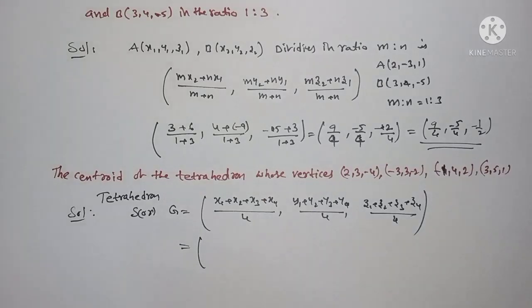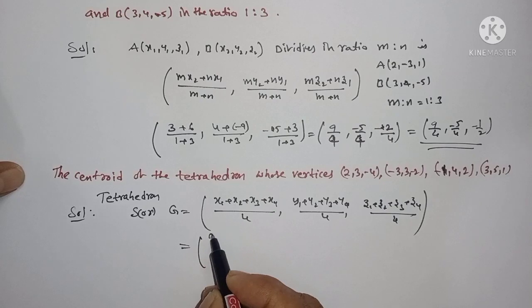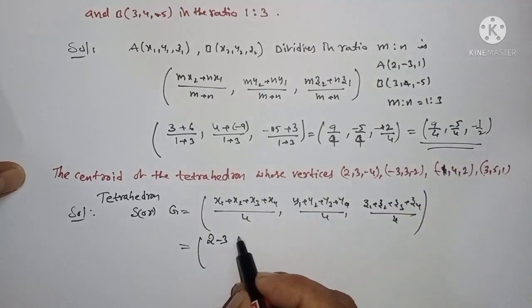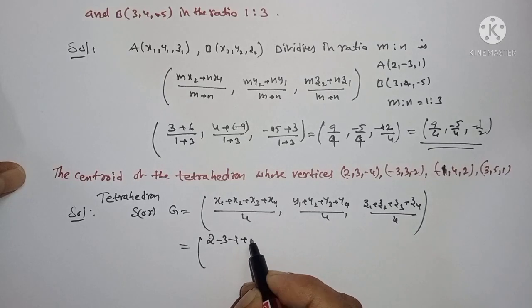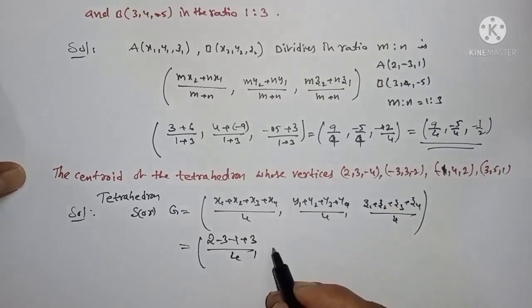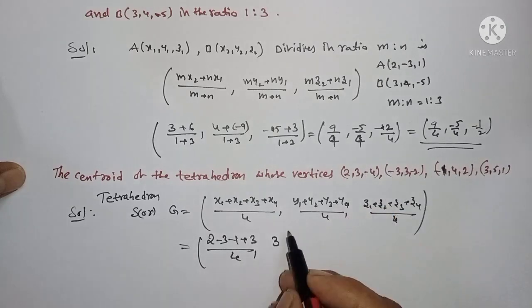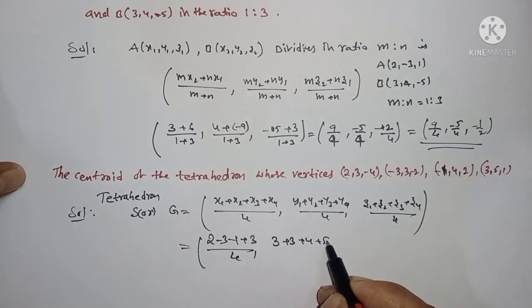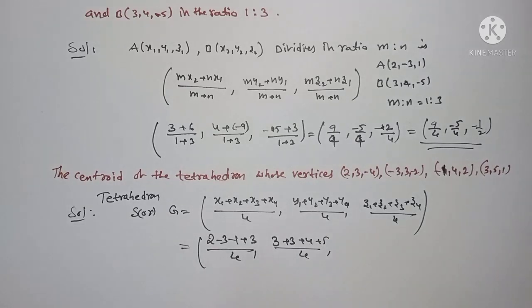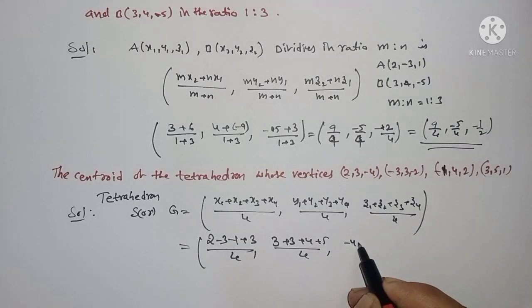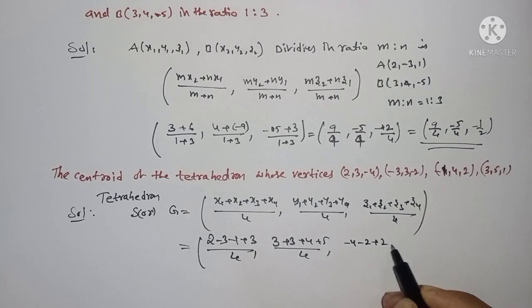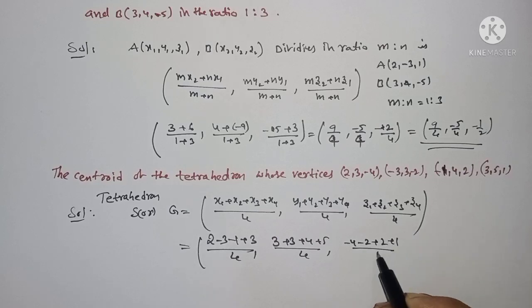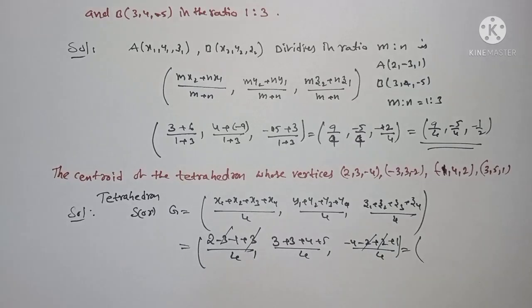Therefore, I can write here (2 + 2 − 3 − 1 + 3)/4. Second one is (3 + 3 + 4 + 5)/4. Last one is (−4 − 2 + 2 + 1)/4. The plus 2 minus 2 get cancelled, plus 3 minus 3 get cancelled. 2 minus 1 is nothing but 1 by 4.